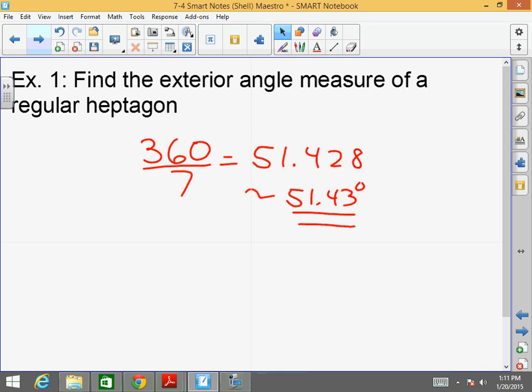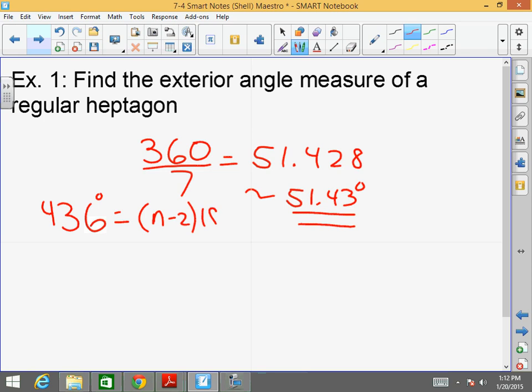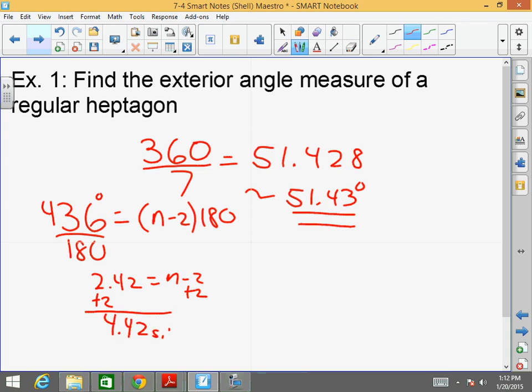However, you can have an angle measure that has a decimal. You understand what I'm saying? Remember the question of the homework was, what polygon has an interior angle measure of 436 degrees? If I go n minus 2 times 180, remember we divided this by 180, guys? And we went 436 divided by 180 equals 2.42 equals n minus 2. I added the 2. A polygon cannot have 4.42 sides.